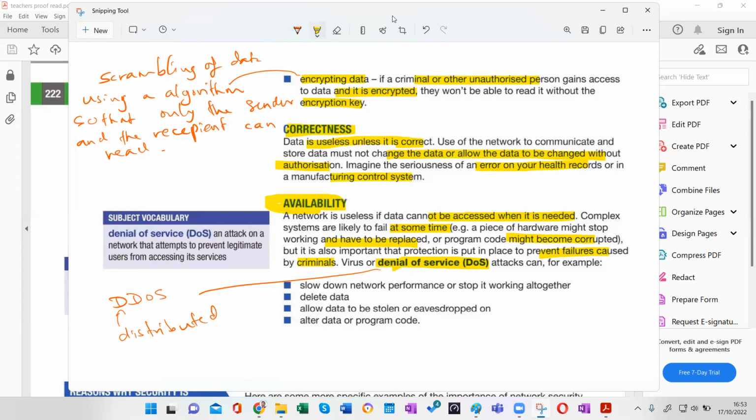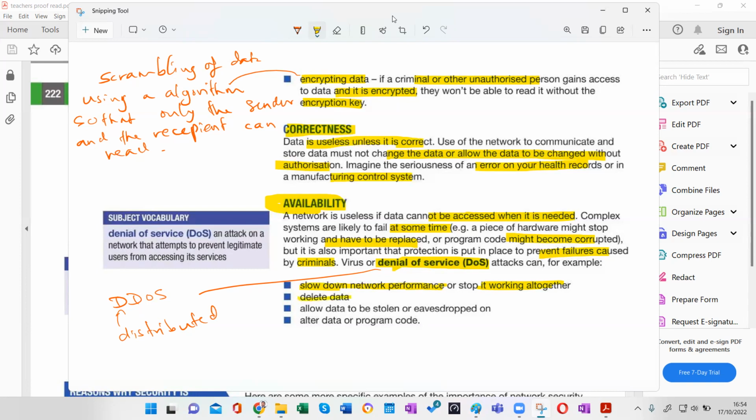In this, you highlight and write: it slows down the network performance or stops it working altogether. Just imagine a power grid. If the power grid server stops working, it can cause chaos.